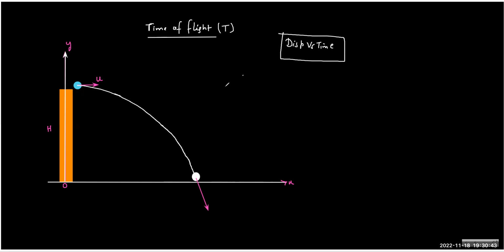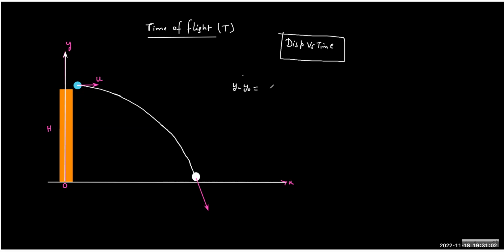S is equal to UT plus half AT square. Again, the same problem. Why are you not trying to learn something new? How did we write it here? Again, the same question. For the Y direction, Y minus Y naught is equal to UYT plus half of AYT square.